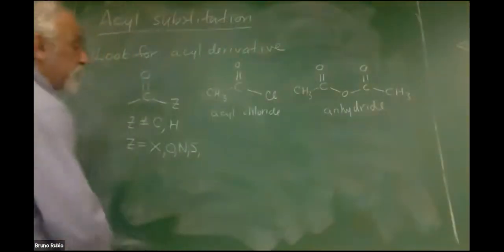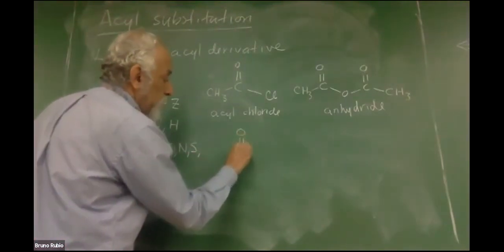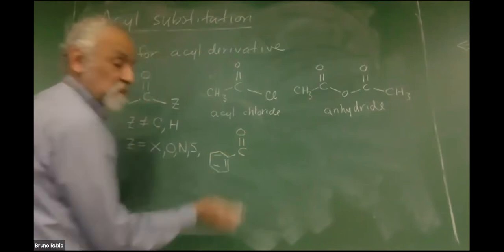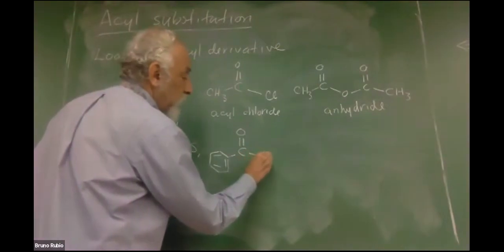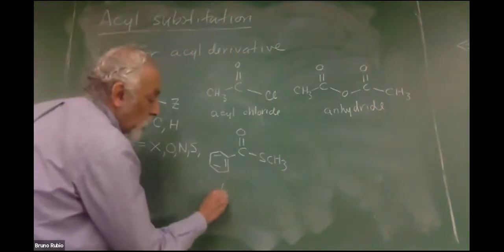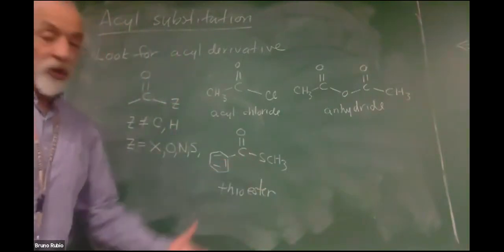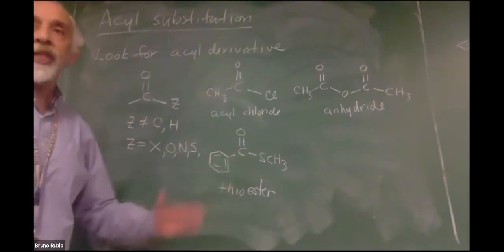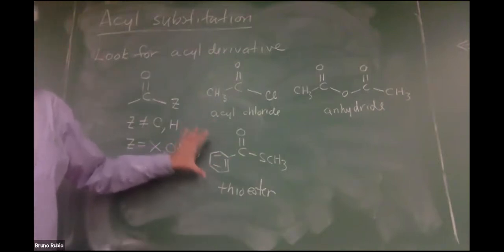Okay, more specific examples of an acyl derivative. Now I'm going to put maybe a benzene ring here. The carbonyl carbon is bonded to carbon on one side, but on this other side, it's bonded to something that is not carbon and not hydrogen. This is called a thiol ester, right? If this sulfur atom were an oxygen, it would be an ester. But if I replace that oxygen in the ester with sulfur, I get a thiol ester. These are very, very important in biochemistry.